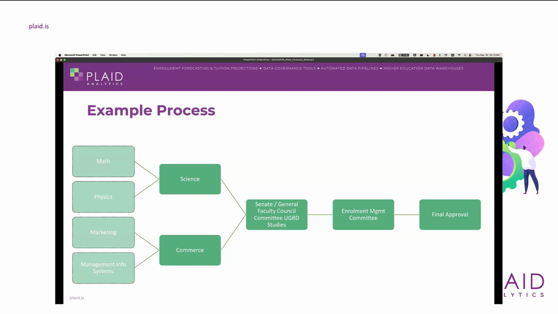Their plans roll up to a Senate or faculty council, a committee on undergraduate studies, for example. And there'd be a similar one for graduate studies, just not shown on this diagram. If they have an enrollment management committee, it might be involved in reviewing those and coalescing all the plans across the different committees to make sure that everything is in alignment. And then there might be a final approval step, which is usually a Senate or faculty council or similar. The departments may be involved as well, so those are listed on the left.